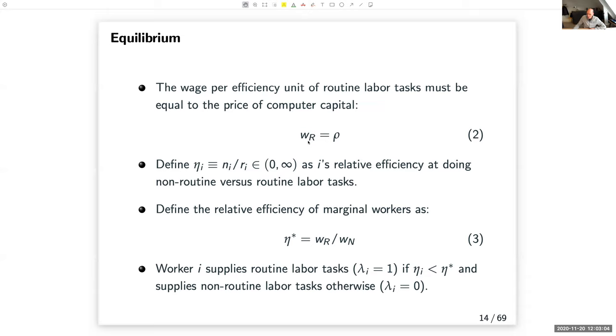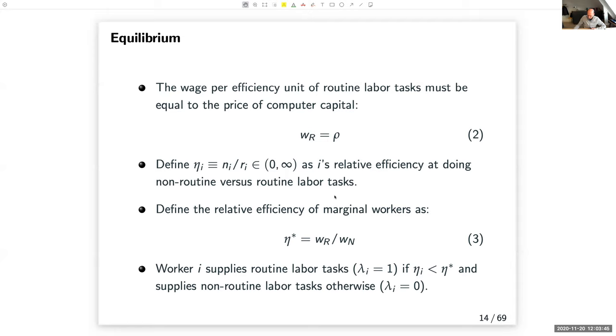Now define eta I as the ratio of Ni over Ri. So each individual has an endowment that's a couple, Ri, Ni. For each individual, then compute this ratio, Ni over Ri. If heterogeneity is just two-dimensional, then we can reduce that into a single parameter of heterogeneity by just taking the ratio. And so eta I is I's relative efficiency at doing non-routine versus routine labor tasks.